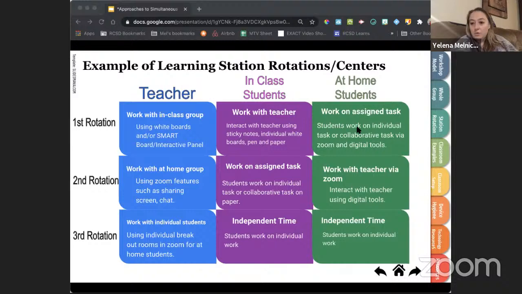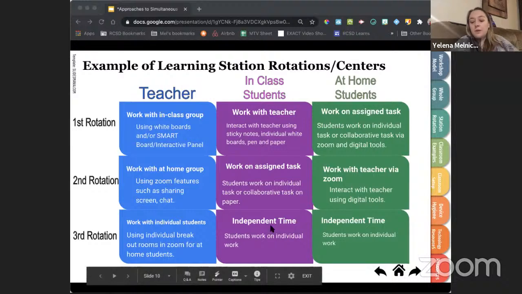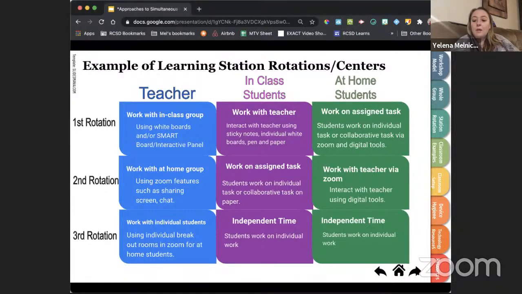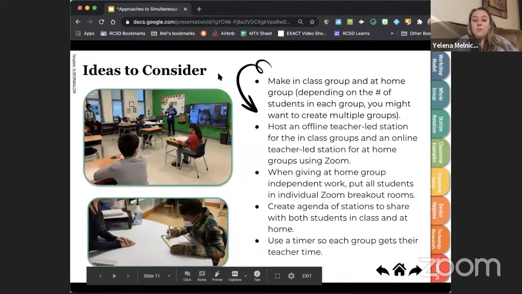You'll notice we did add a third rotation, just to also show you that station rotations and centers are a great opportunity to give you time to really address individual student needs. If students are independently working on digital tools such as Zern or something else, and the ones in class are maybe doing an independent reading book or working on an individual assignment, the teacher can meet with students and not only build relationships, but really help and guide students and move them forward towards the outcomes and goals of the lessons. And then we also want to show you some examples from our phase one teachers.